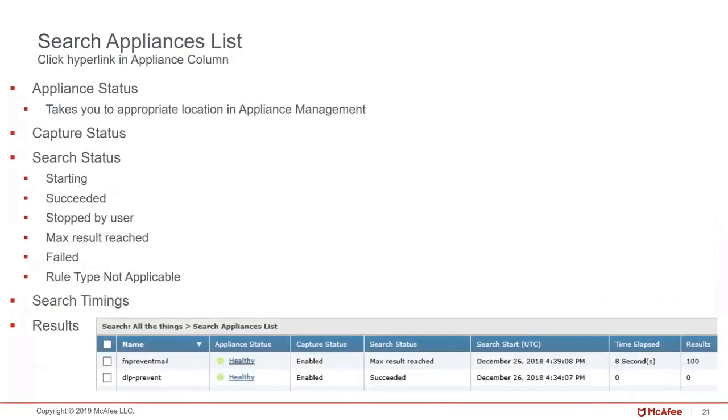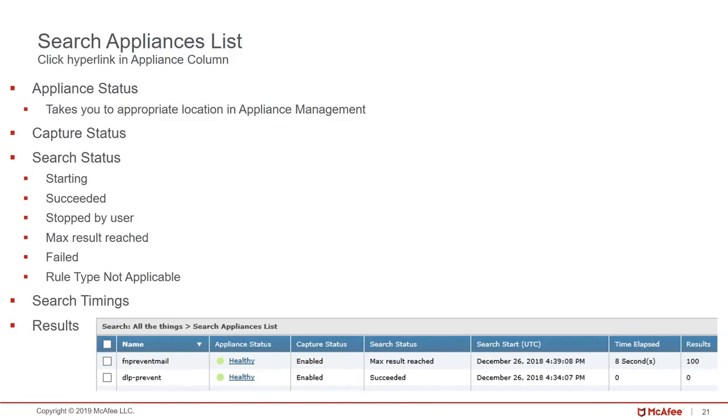As I said in the last slide, under the appliances column, there is a hyperlink that you can click on that will show you your DLP appliances and give you some information. One of the columns available to you is the appliance status column. As you can see in the screenshot, I've got 2 appliances and they both have a healthy status.